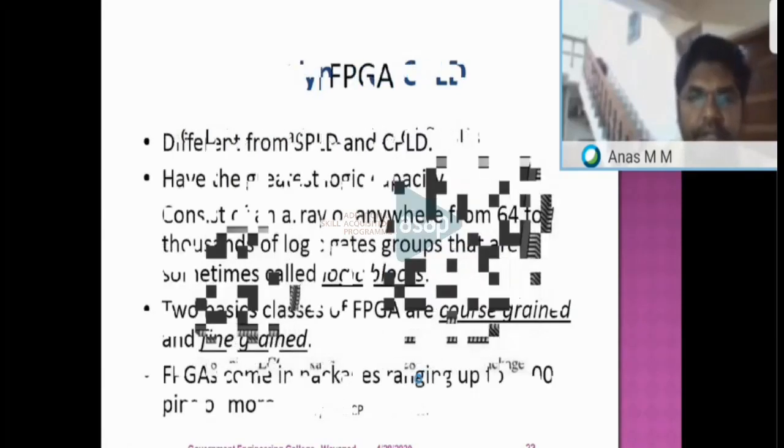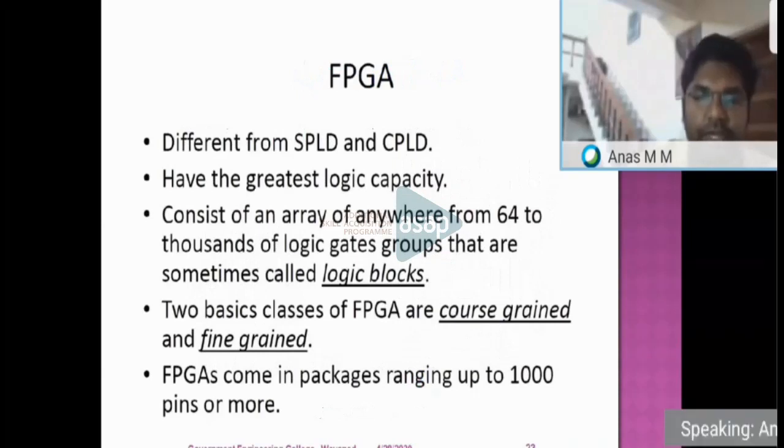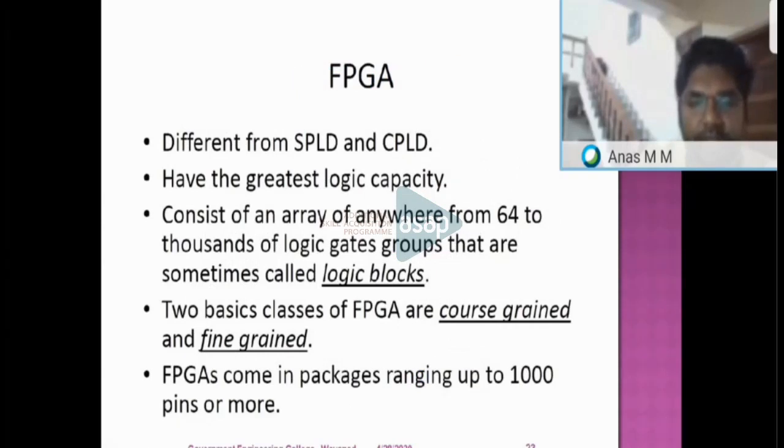Now we have the next category. It is FPGA, field programmable gate array. It is slightly different from SPLD and CPLD, and has the greatest capacity compared to any other logic devices. The greatest capacity itself shows that it has more logic blocks and transistors. It consists of an array of anywhere from 64 to thousands of logic gates or groups that are sometimes called logic blocks. CPLDs also have logic blocks, but compared to CPLD, FPGA has 64 to 1000 logic blocks available.